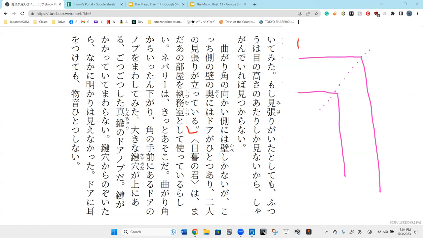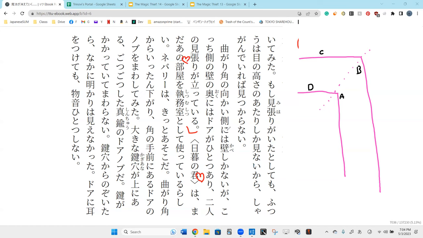However, Kochikawa no kabe no oku niwa. On this side, on this side of the inner, on this side that is in. On the inner side of the wall, there's a door, doa ga hitotsu ari, one door. And two guards, two watchers.